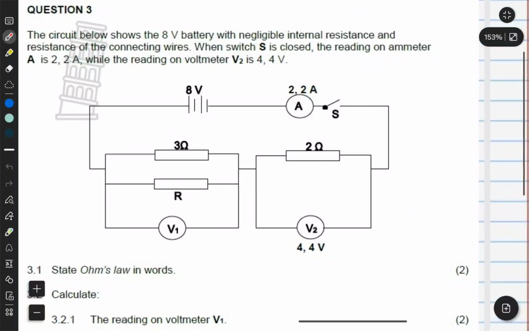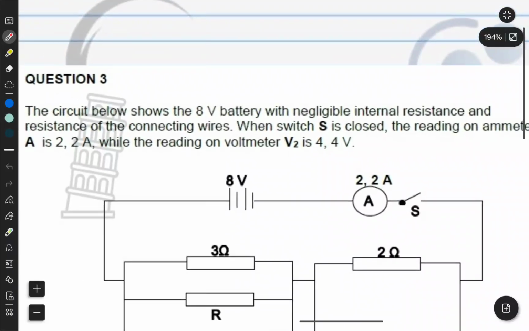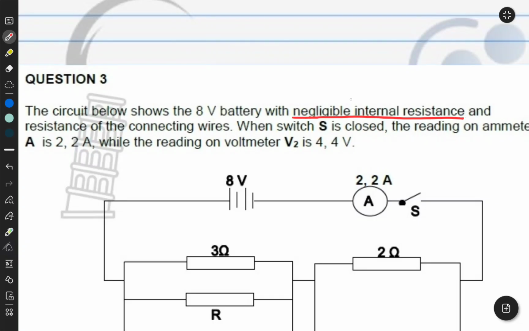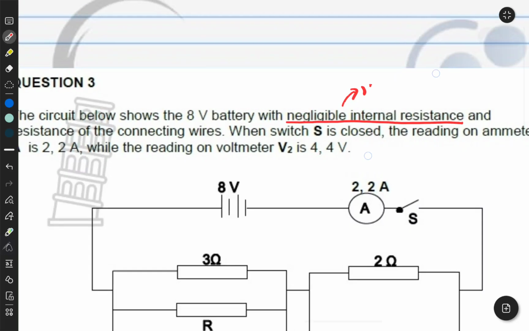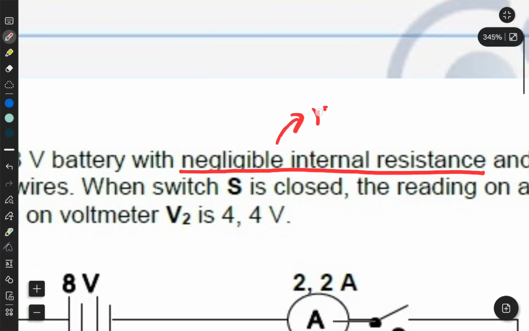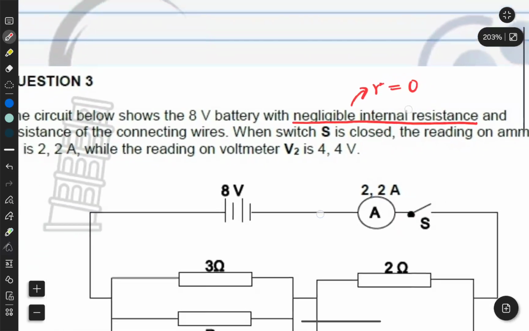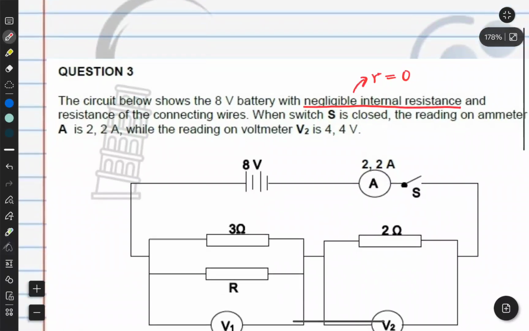So we are given a circuit and it shows that there's an 8-volt battery with negligible internal resistance, right? Since they're saying the internal resistance of this circuit is negligible, it means your small r will be equal to naught. You just assume that it's naught. So it means now the EMF, which is 8 volts, is also the total voltage supply of the circuit.